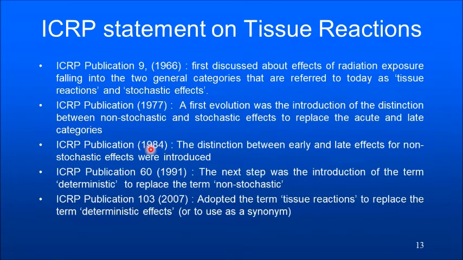Subsequently, in 1984, the distinction between early and late effects for non-stochastic effects was introduced. In ICRP publication 60, it started to provide two definite terms: one is deterministic effect, the other is stochastic effect. It replaced non-stochastic effect with deterministic effect. In its publication 103 in 2007, ICRP adopted the term tissue reaction to replace deterministic effect, or it allows us to use it as a synonym for deterministic effect.